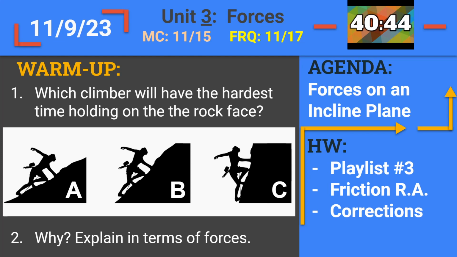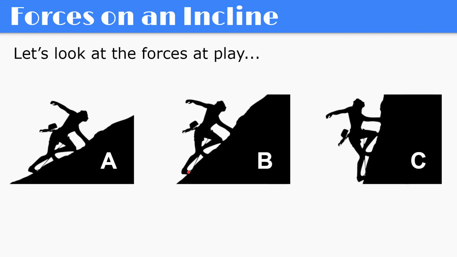But we're going to look at why that is in terms of the forces at play to answer the second part of the warm-up. And our notes today are forces on an inclined plane. And so we'll be taking more notes and doing some more after the warm-up question as well. Is it because you can't apply as much force, Leslie? Then I'm going to go through the whole thing. Okay, so let's go ahead and take a look at the forces.